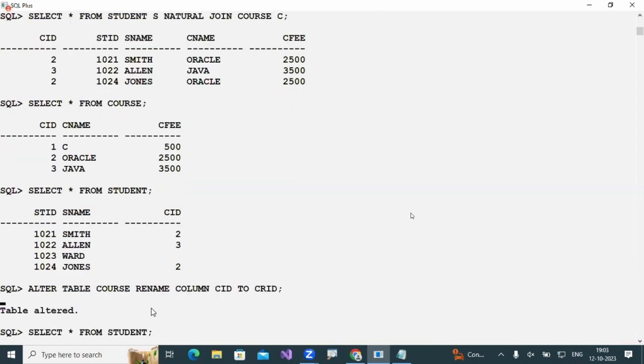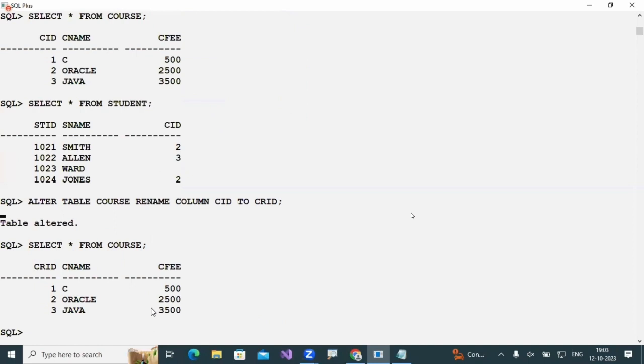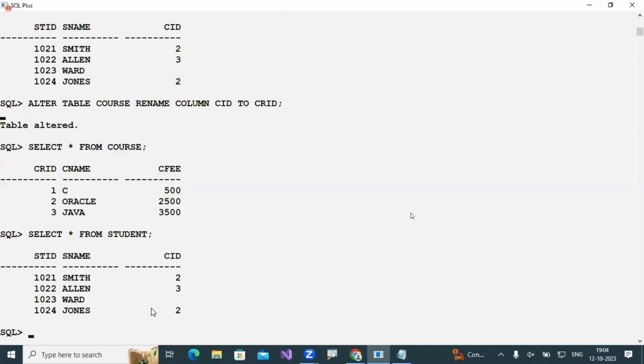Now after doing this, you can see CRID has changed. And in the student table, it is CID. Now tell me, here it is CRID in my course and CID in my student. On these different column names, I want to write my equi-join. You can see whether the equi-join is working or not.